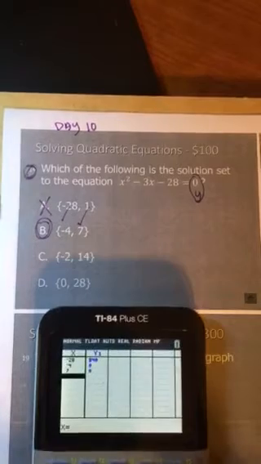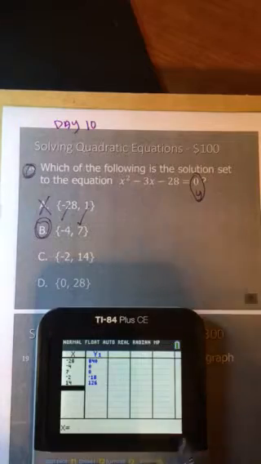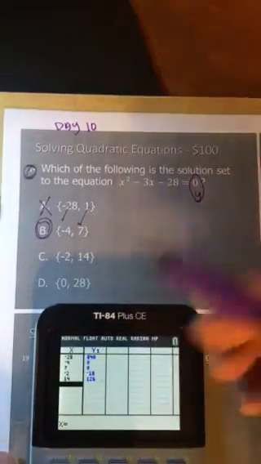Now I'll check C just to show you that it doesn't work. Only the ones that give you 0 are going to be the answer.